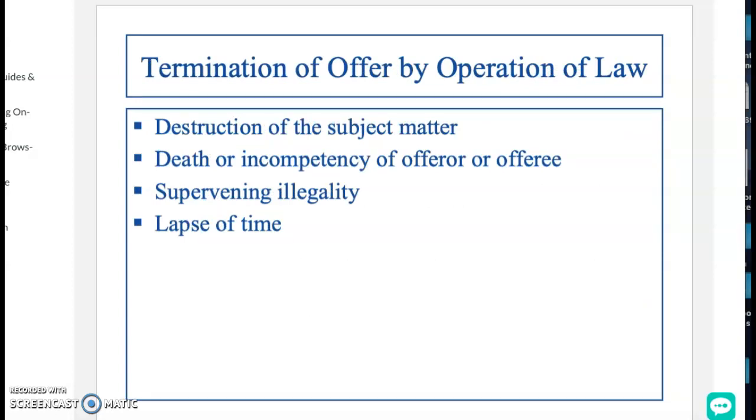The termination by law would be something like if the subject matter is destroyed, the death of either party, if the offer is illegal, so superseding illegality, or a lapse in time. So let me give you an example. Let's say marijuana was legal and then becomes illegal again. If you were in a contract bound when it was legal, it wasn't a void contract, but now because it is illegal, it would become void.